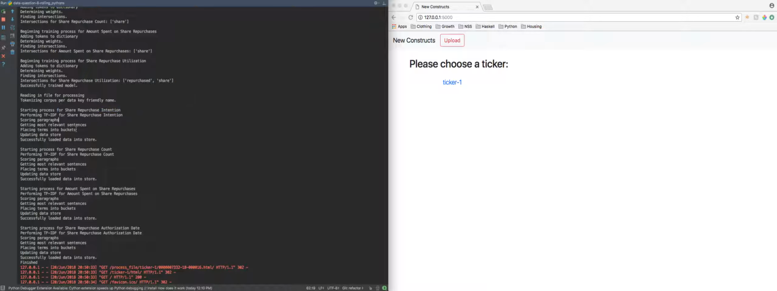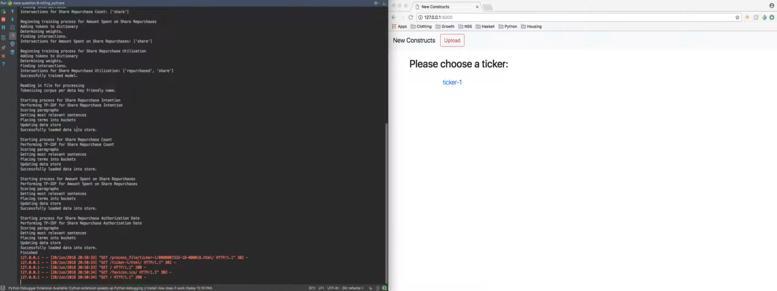Placing terms into buckets, and what I mean by terms is either dates, counts, or money that's associated with that sentence or paragraph. Update the data source, so you save off our results and you load it in. And so once that happens, you have this nice set.